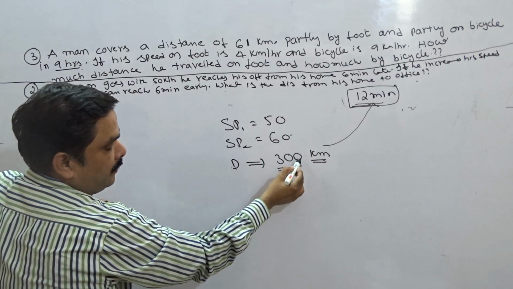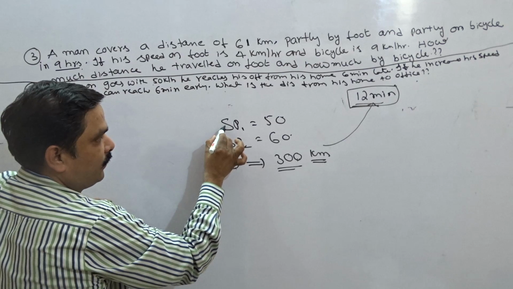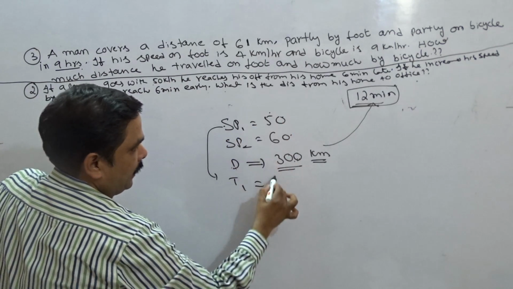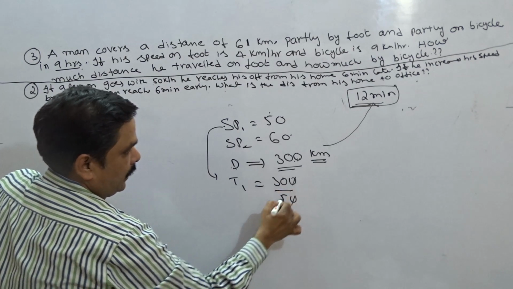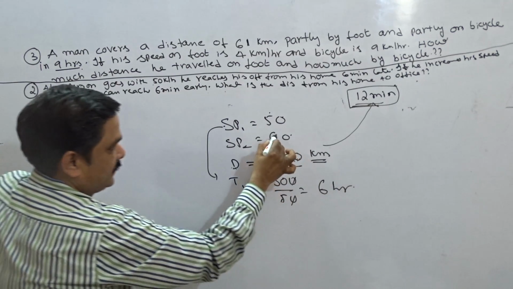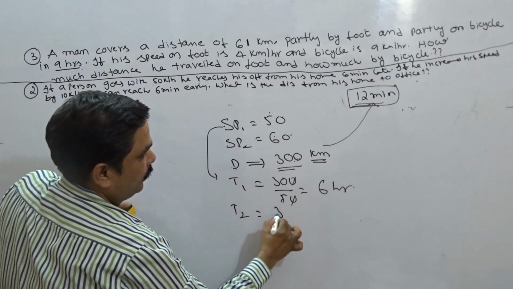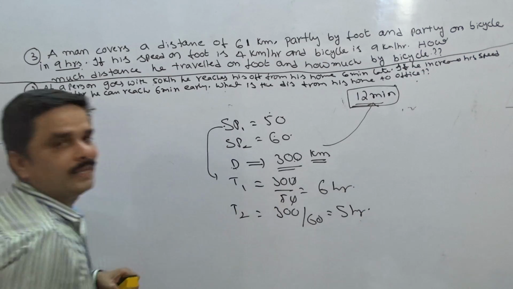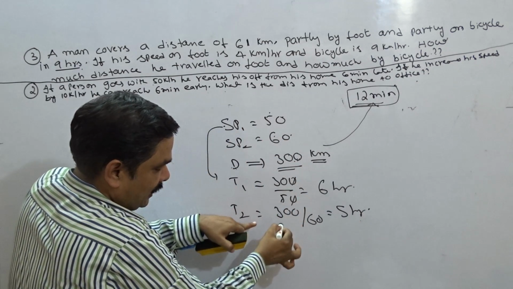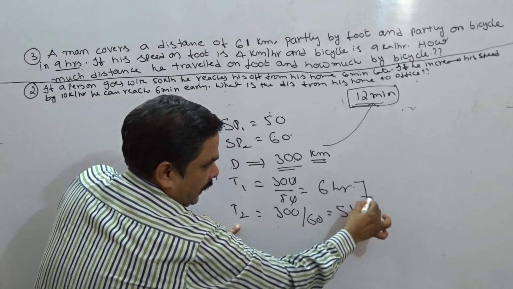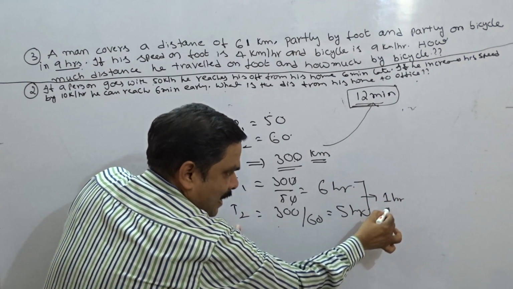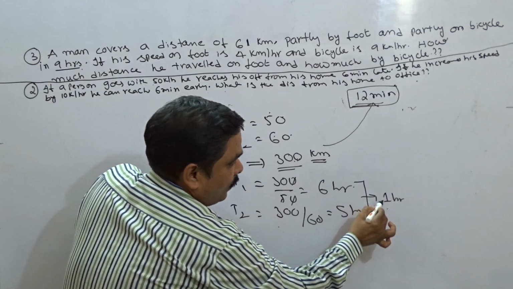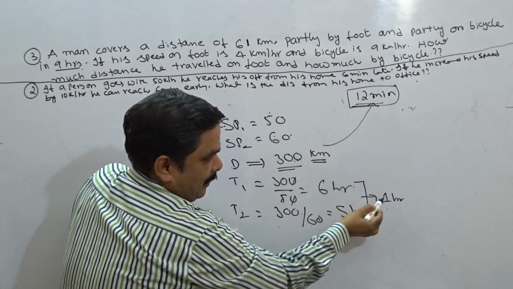If the distance is 300 kilometers, obviously in the first case the time taken, time 1, is distance by speed. That is 300 by 50, that is 6 hours. In the second case, time 2 is 300 divided by 60, that is 5 hours. Now, according to my imaginary figures, the difference between the timings is 1 hour. Why am I taking the difference? Because in the problem you have given the difference in timings, right? So now, 1 hour is the difference according to my imaginary figure.